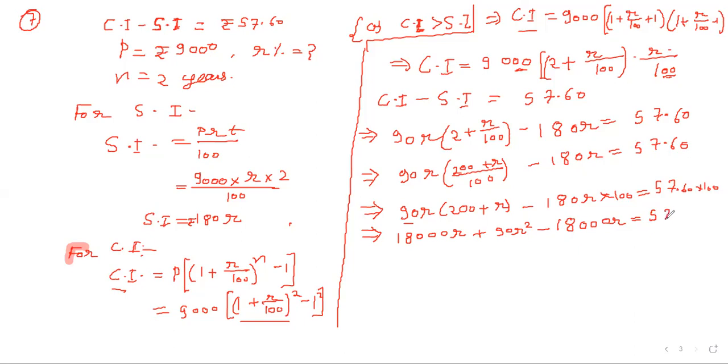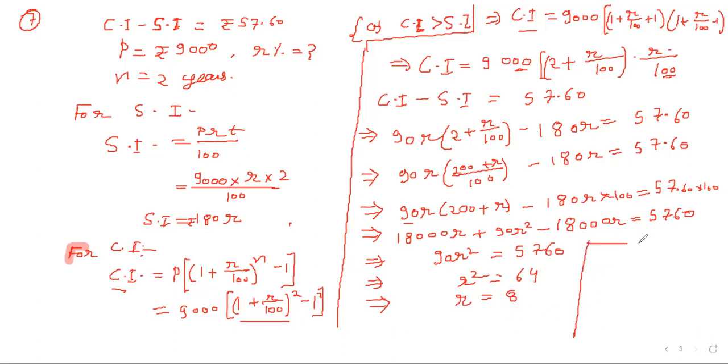So it will not be a quadratic equation. Actually, this 18,000 R will be cancelled out. So finally, 90 R square equals 5,760. So R square equals 576 by 9, 9 6 54, 9 4 36, 64. R square equals 64. So R equals 8. We will not write plus minus, as interest cannot be negative. It means rate of interest equals 8%, which is very easy to find.